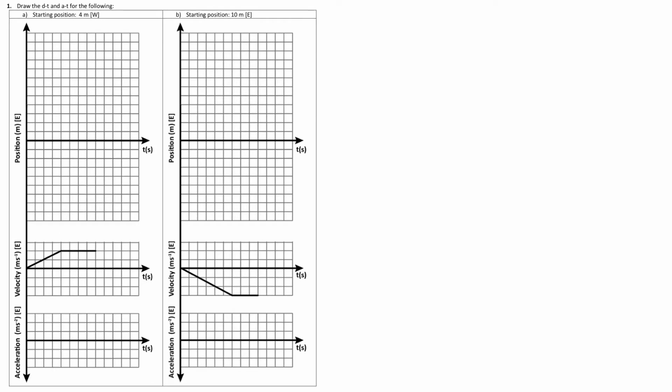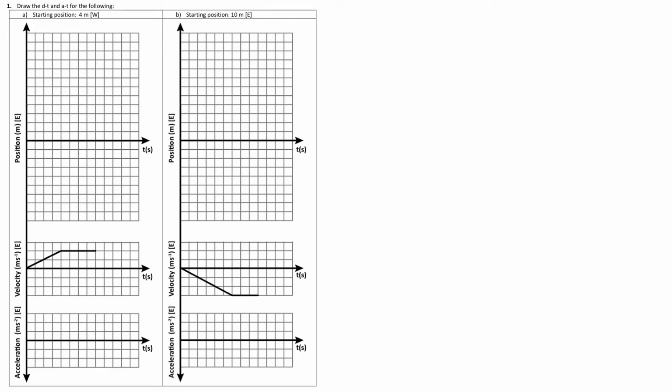All right, we're going to do some conversions from a velocity time graph to a position time and acceleration time graph here. And we're going to assume in all of these that each square represents 1 unit: 1 meter in this case for position time, 1 meter per second, and 1 meter per second squared, and that the time is in seconds.